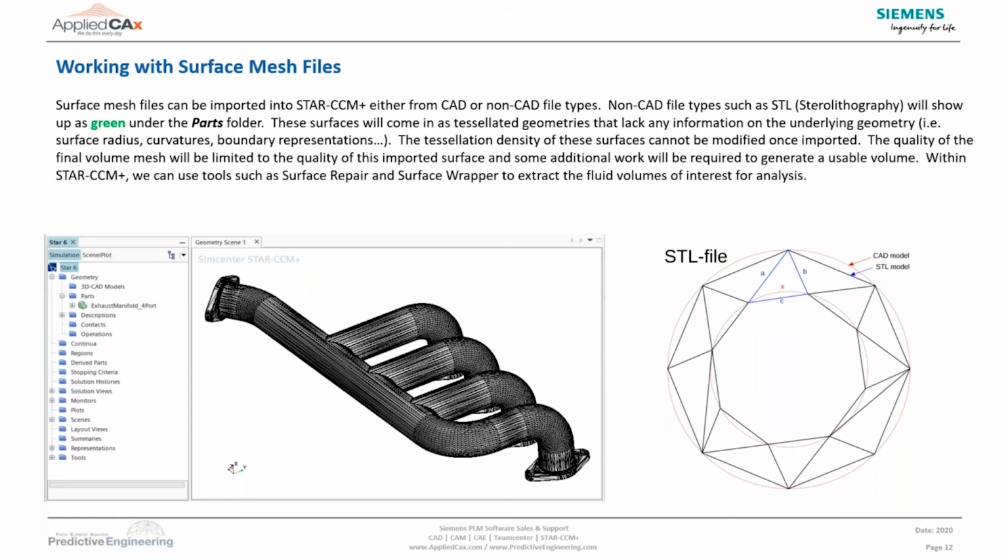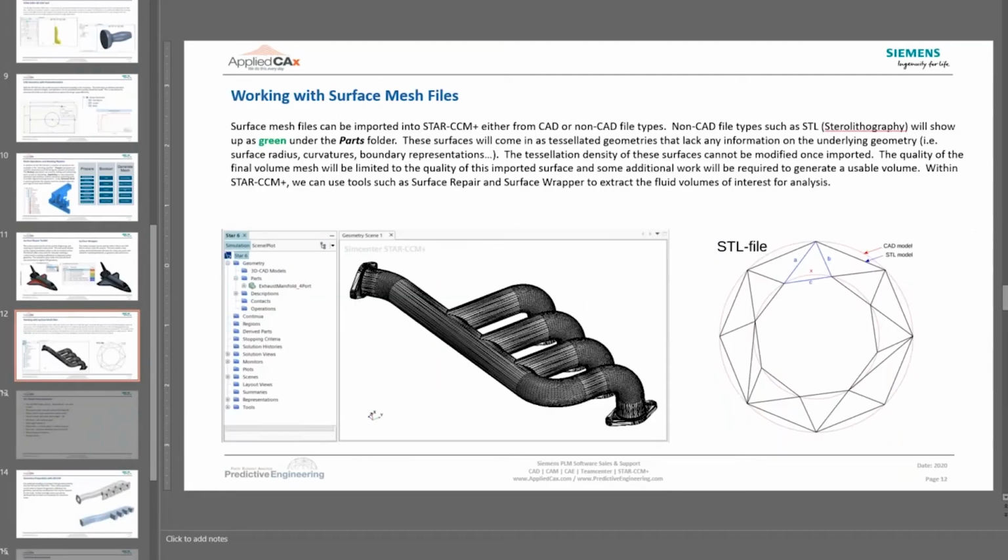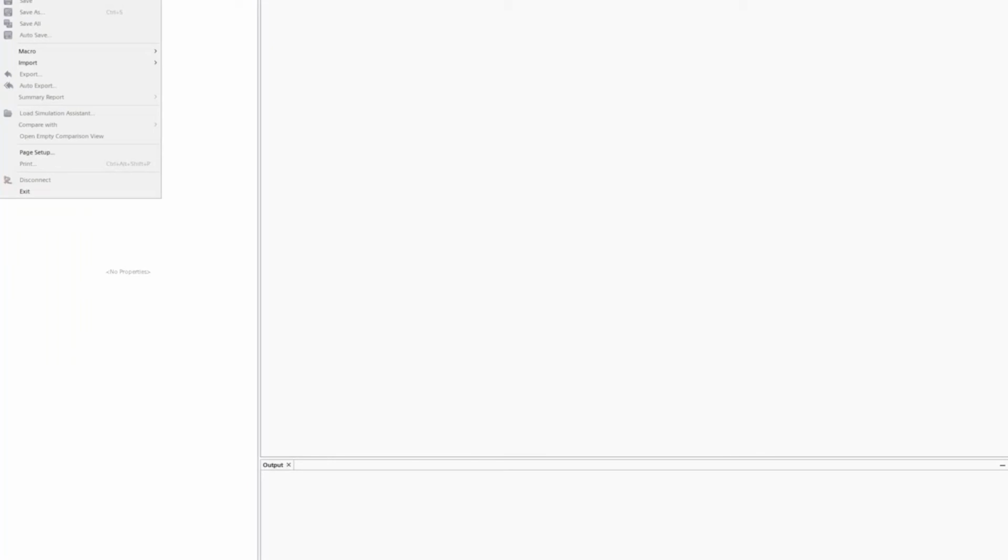When you bring in a surface part, it will come in as a tessellated structure that's shown right here, but this tessellated structure is all you have. It's dependent on how it was tessellated when that file was saved or exported. It will show up under your parts window as a green part, and this does make it a little bit challenging to work with. So let's jump over real quick into STAR, and we'll show an example of the best way to handle a surface mesh file like we're looking at right there.